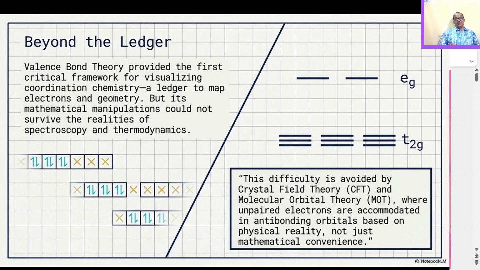So the limitations of valence bond theory are avoided by crystal field theory and molecular orbital theory, where the unpaired electrons are accommodated in the antibonding orbitals based upon physical reality, but not just for mathematical convenience.